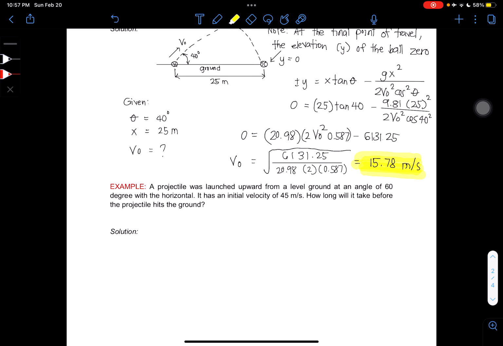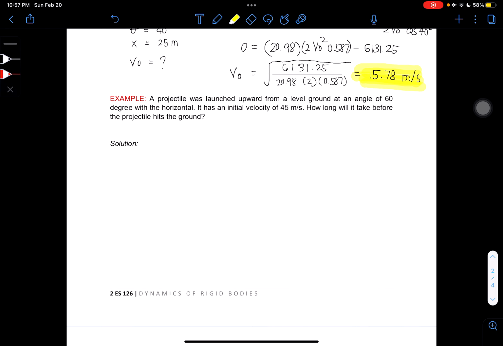So proceed ta for problem number 2. A projectile was launched upward from a level ground at an angle of 60 degrees with the horizontal. It has an initial velocity of 45 meters per second. How long will it take before the projectile hits the ground?